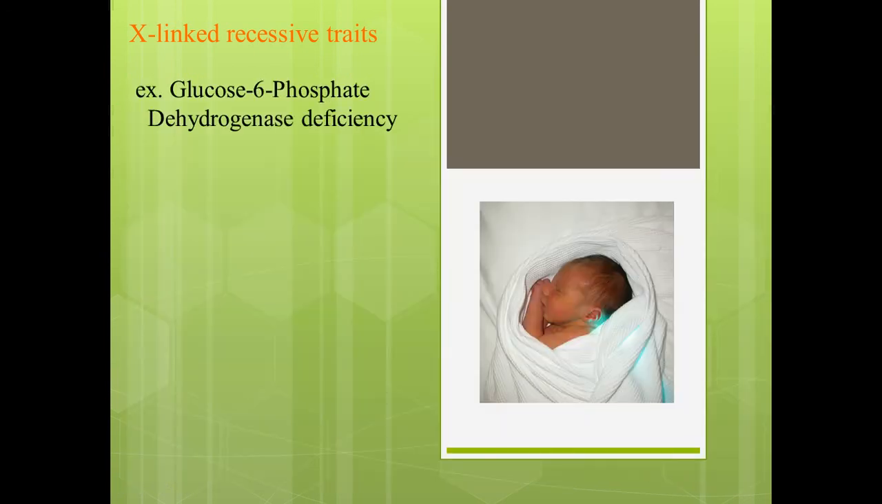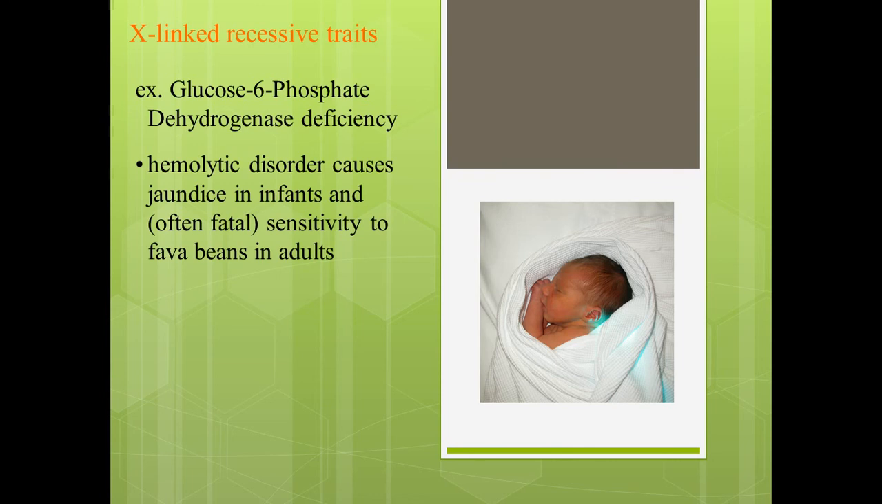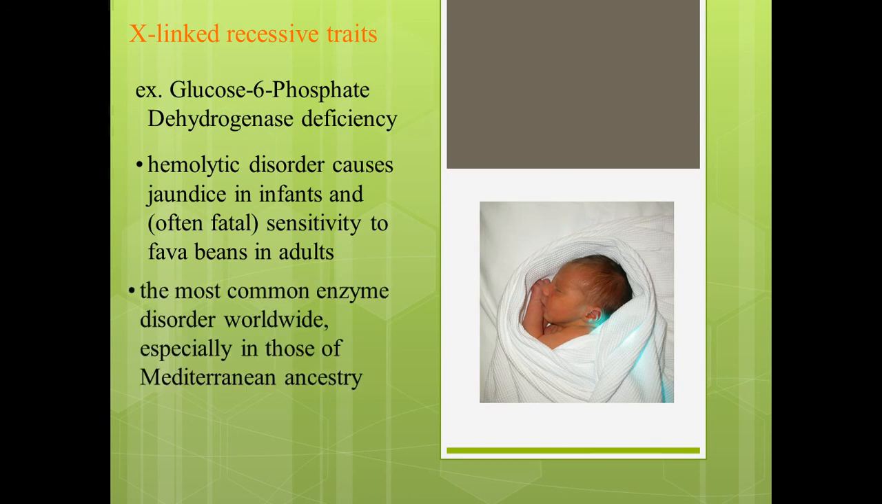Another X-linked recessive trait is glucose 6-phosphate dehydrogenase deficiency. You don't really need to know that full name. If you're interested, it's a hemolytic disorder that causes jaundice or yellowing of the skin in infants. It's often fatal, and it causes sensitivity to fava beans in adults, meaning they would have an allergic type reaction to fava beans.